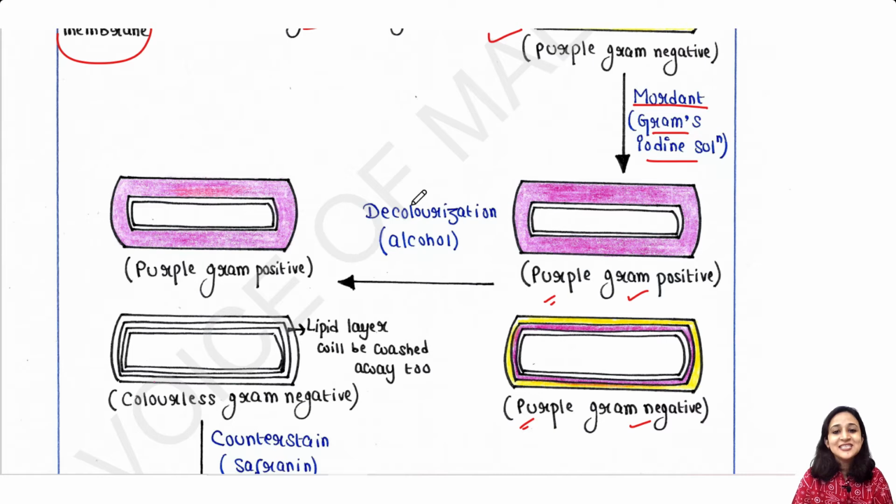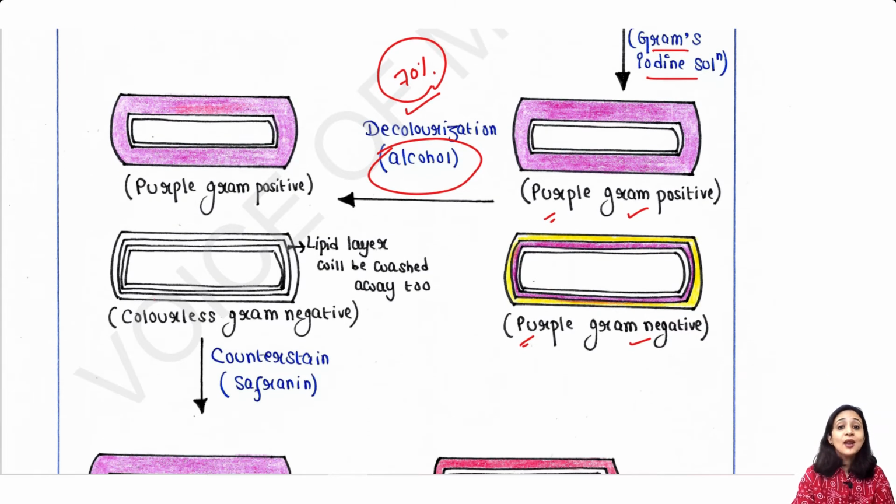Next we will add the decolorizing agent, that is alcohol. We can use 70% alcohol here. Now in this stage, what will happen? First we will talk about the gram negative. The lipid bilayer, this yellow part that is present outside the cell, will be dissolved because of the alcohol. This lipid layer will be washed away.